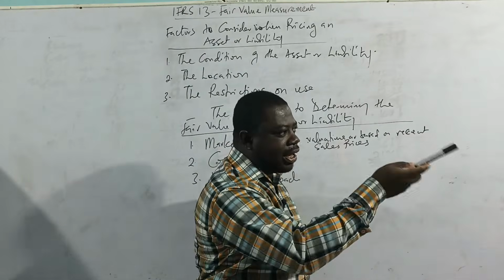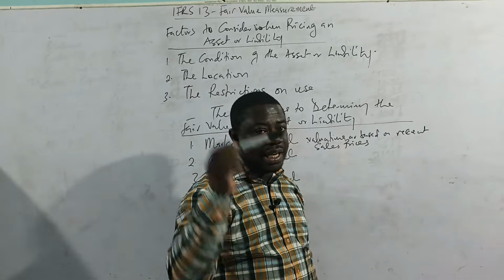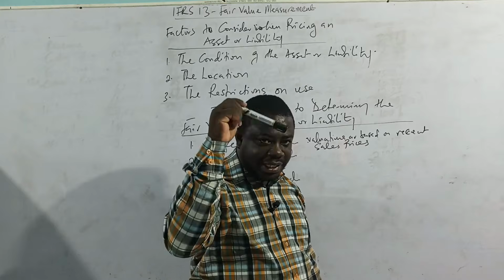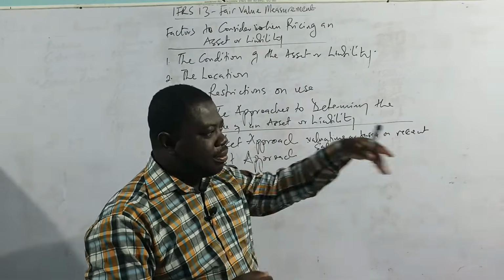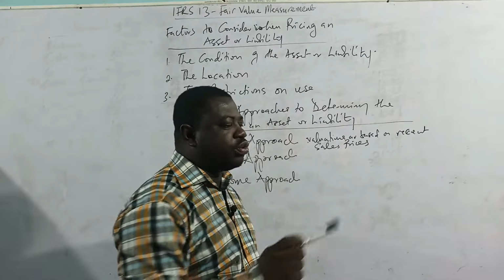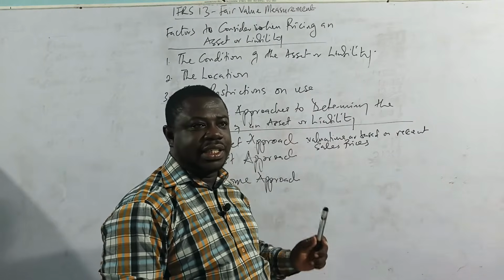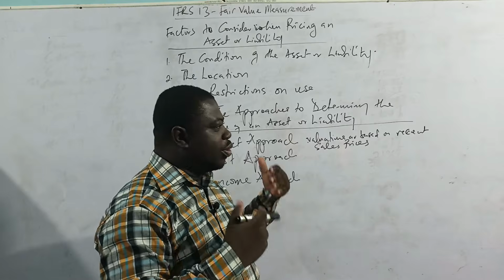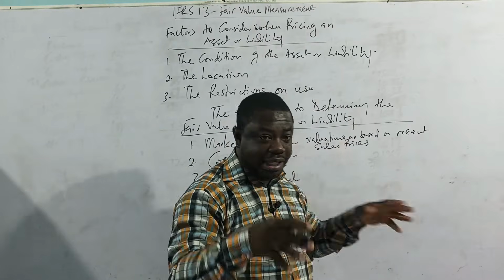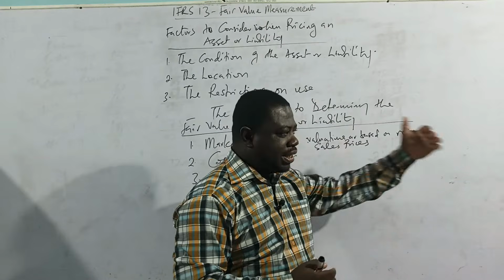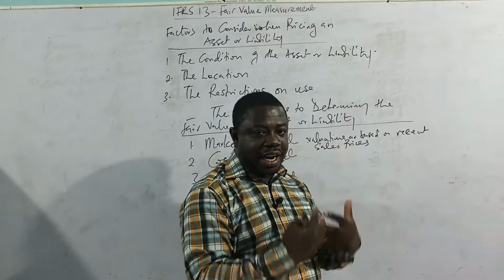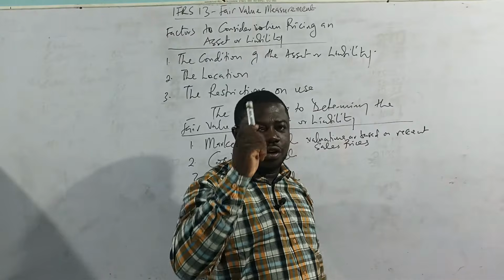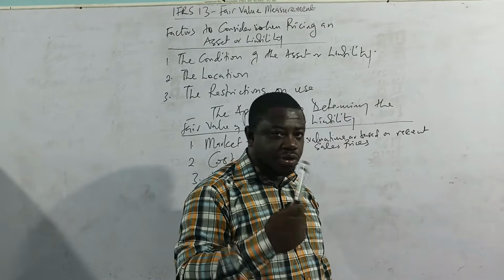How much are the various retailers and wholesalers selling the asset? Identical assets. So you go there, you realize that okay, they are selling it for 20 cedis. This one sells it for 21. This one sells it for 19 cedis. So when you gather three prices like that on the market, on recent sales prices, one is selling for 19, another selling for 20, another selling for 21. You can find an average and say that okay, the fair value of the asset is 20 cedis or $20.